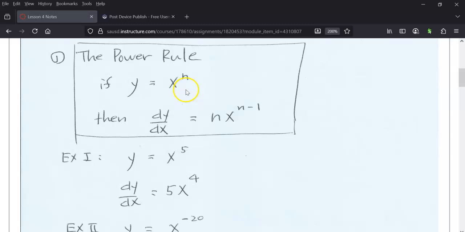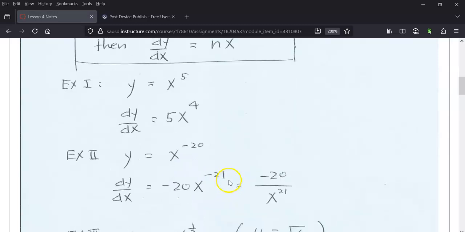If y equals x to some power, then the derivative, and that's another way of writing derivatives. You've learned two ways already: you can either write y prime or you can write dy dx. Now dy dx equals, you move the power to the front of x and subtract 1 from the power. So for example, y equals x to the fifth power, then the derivative of y will equal, move the 5 to the front, 5x to the, and then 5 minus 1, the fourth power.